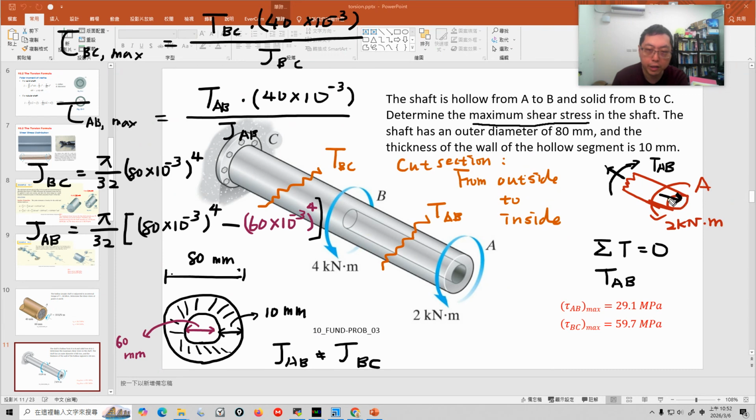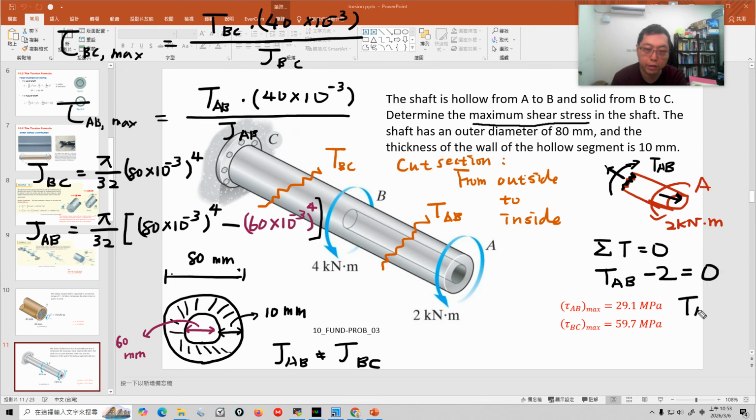Okay, but here we point into the surface because right now our cut section is here. So you point this direction, that means into the surface. This direction is outward to the surface, and this direction is inward to the surface. So this 2 kilonewton times meter here, the sign is negative, so -2 here.